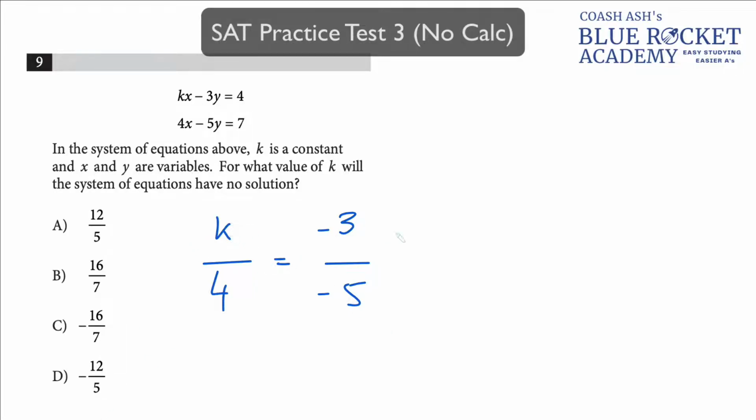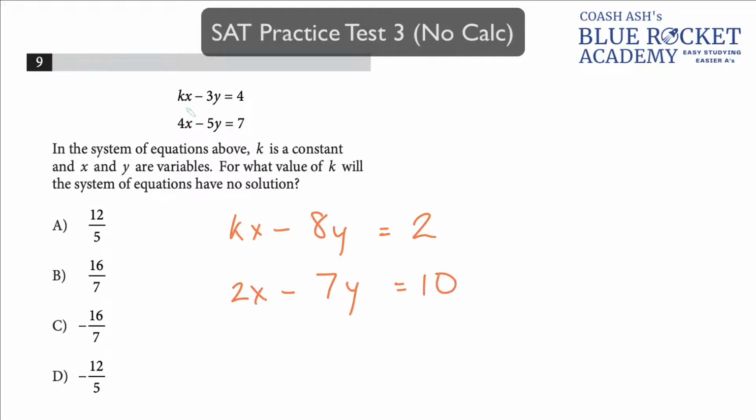So k times -5, so you get -5k, and then 3 times -4 gives you -12. And so what do you do? You divide by -5 on both sides. You get k is equal to -12 over -5. And negatives cancel out to give you a positive 12 over 5. And that makes it choice A as your answer. Remember, you don't even need to write it. Actually, you can even cross multiply. k times -5 is 4 times -3. And then you got your answer.